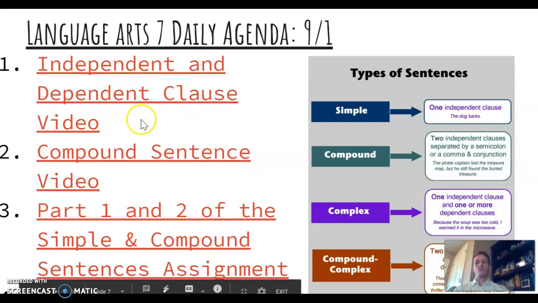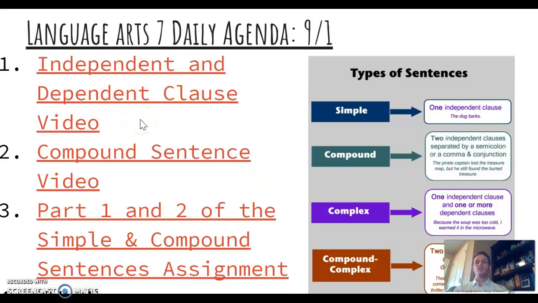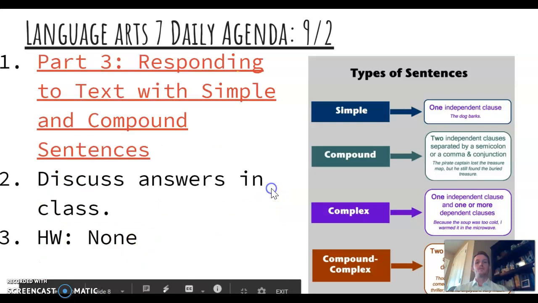Students are going to be watching a video over independent and dependent clauses. We're then going to watch a video on what a compound sentence is, and then students are going to practice on their own identifying the difference between a simple and compound sentence.